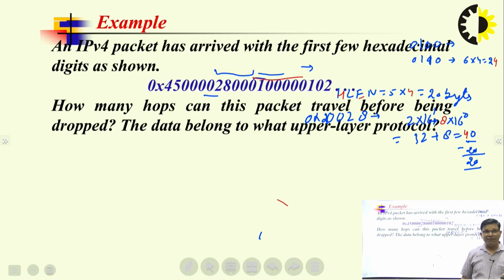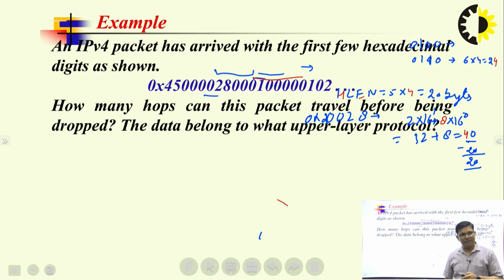An IPv4 packet has arrived with the first few hexadecimal digits as shown. How many hops can this packet travel before being dropped? Keep in mind that if we do not remember the header format, we cannot solve these types of questions.